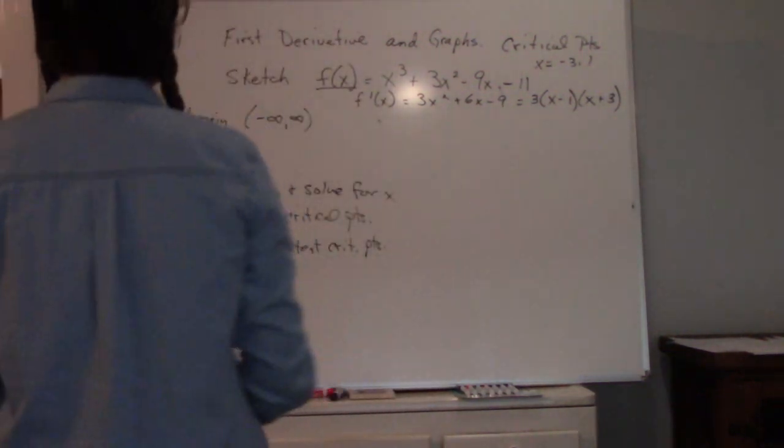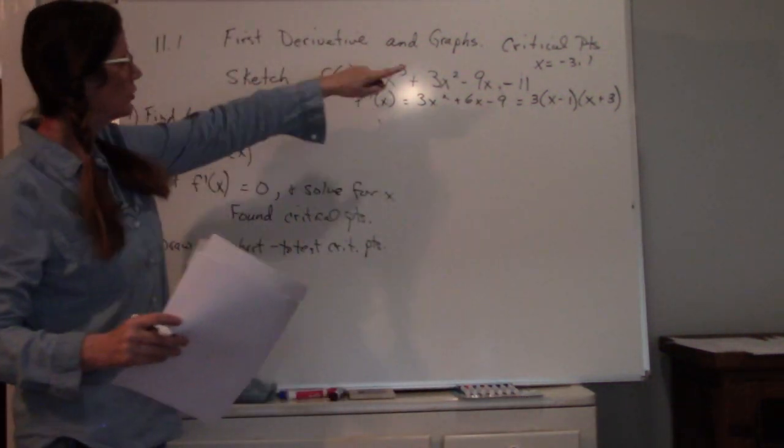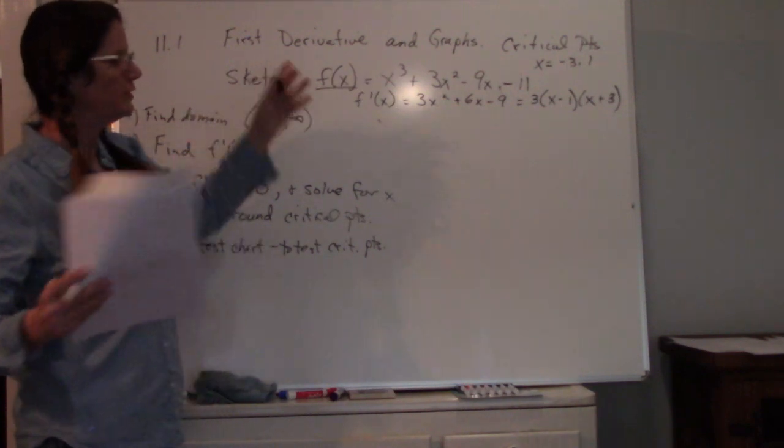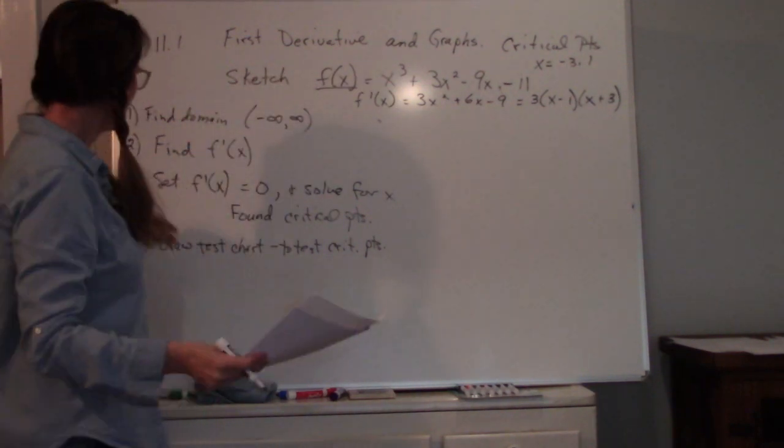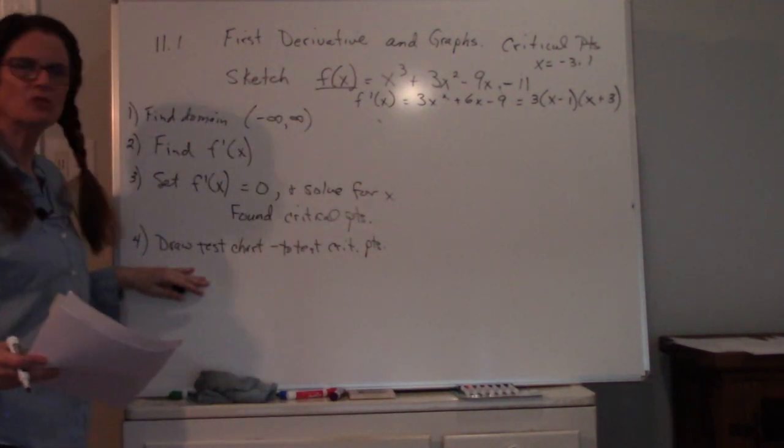All right, so we've found our critical points. Our critical points are at -3 and 1. We did that through factoring and solving for x. Now what we're going to do is draw our test chart.